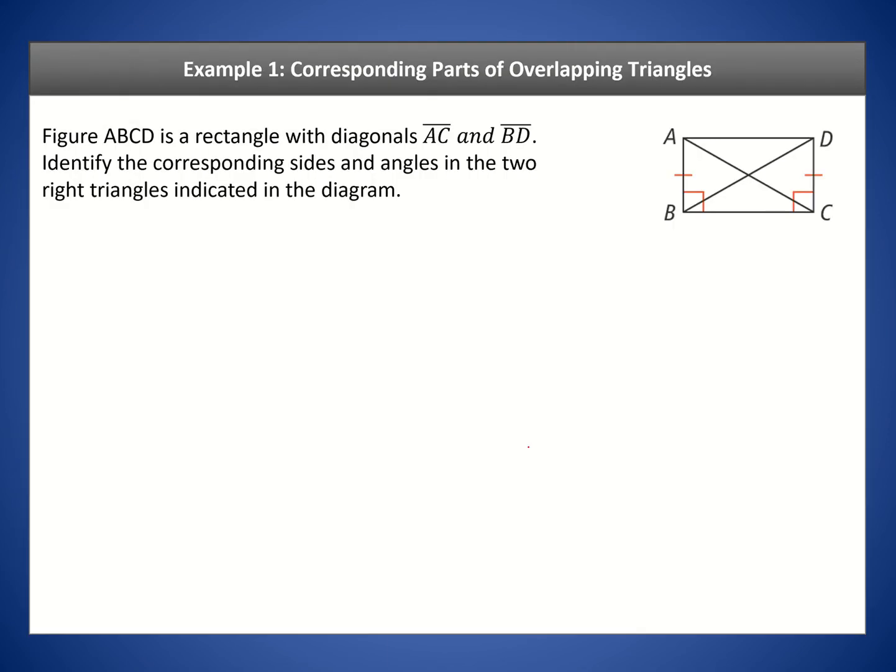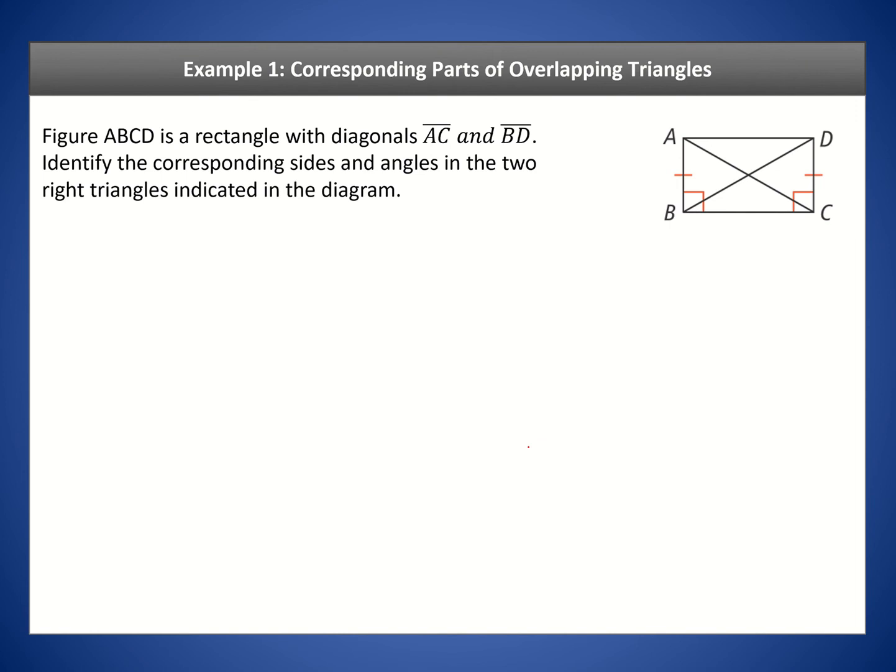And so this lesson is going to involve just a bunch of examples with overlapping triangles and being able to apply the theorems that we've learned in the previous lessons. So in this example, figure ABCD is a rectangle with diagonals AC and BD. Identify the corresponding sides and angles in the two right triangles indicated in the diagram.